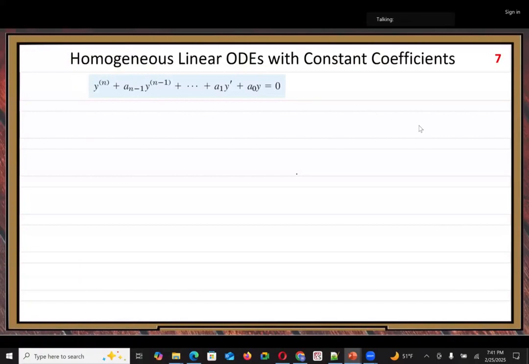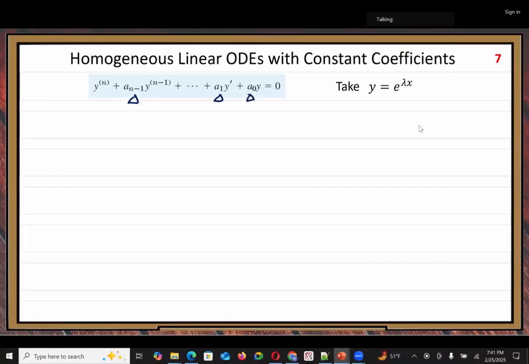This is the standard form. When we look at this form, all these coefficients are constant coefficients, because the title says constant coefficients. Then we use the same way. We solve the characteristic equation. We take y equals e to the lambda x, and we get a characteristic equation, an algebraic equation.